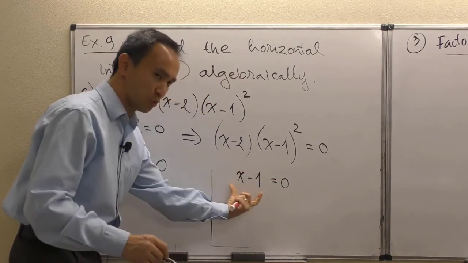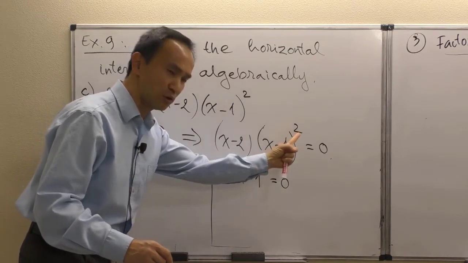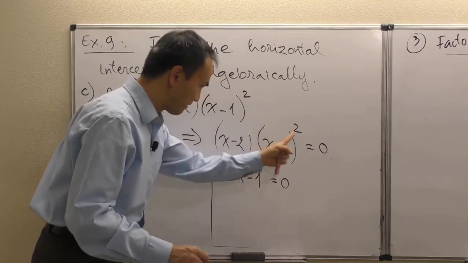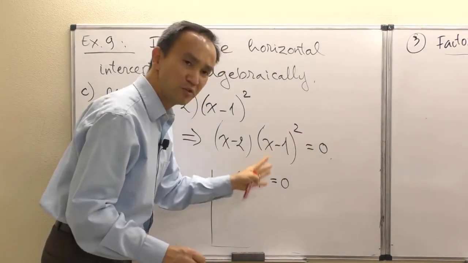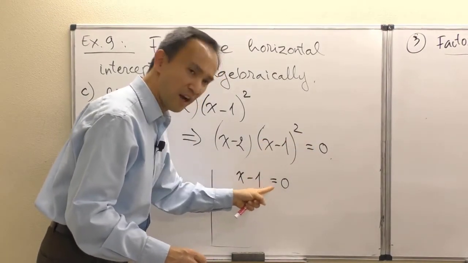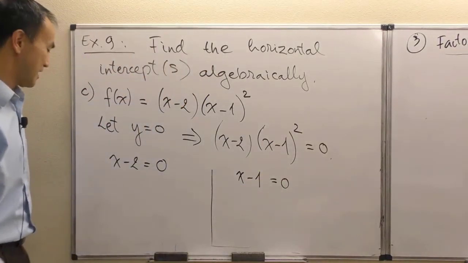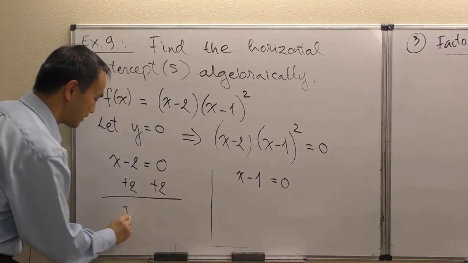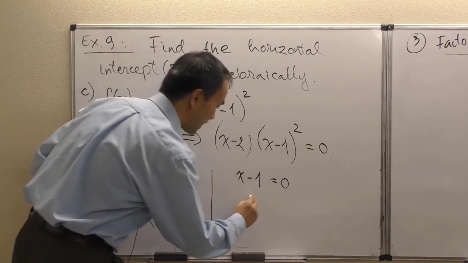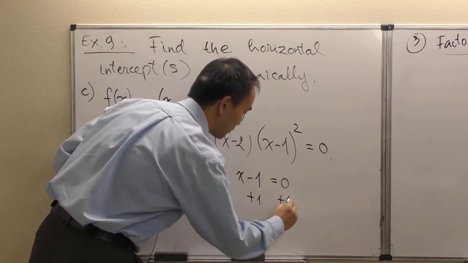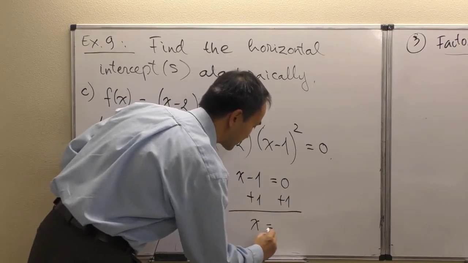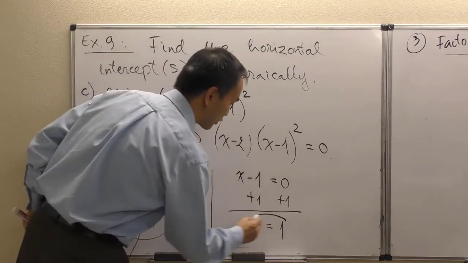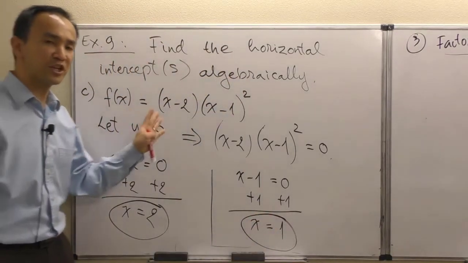Even though x minus 1 as a factor has multiplicity 2, it's a distinct factor, so we don't have to do that 2 times. It's just x minus 1, and we start solving for it. I'm going to add 2 to both sides to end up with x equals 2, and I'm going to add 1 to both sides of the other equation to end up with x equals 1. So now we have found 2 horizontal intercepts for this particular polynomial.